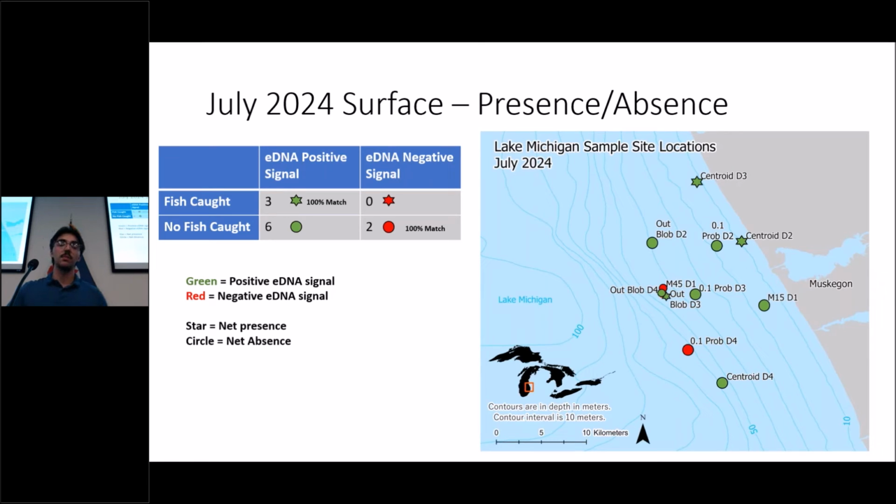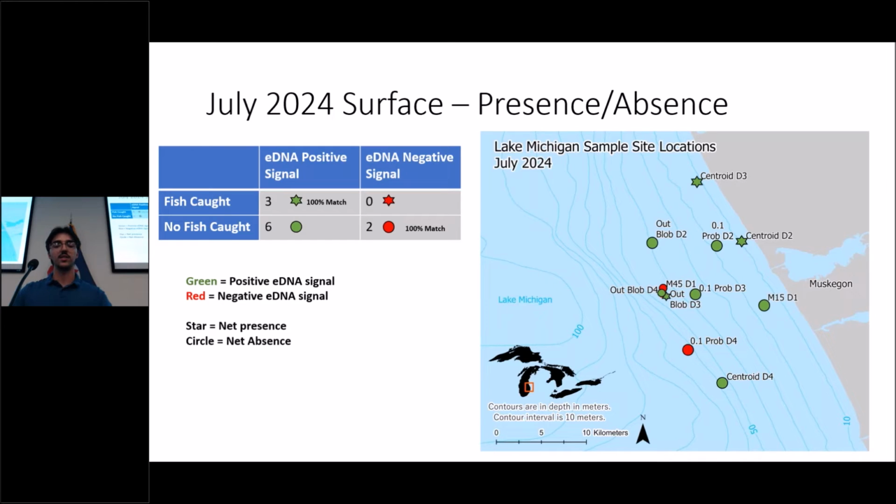For the second half of the summer, I had the opportunity to participate in year 2's research cruise in early July. We sampled M15 and M45 transects on day 1 and used the Lake Michigan Huron Operational Forecast System to inform our sampling for the next 4 days. Sites where there was a positive eDNA signal are green, while sites where there is no eDNA signal are red. Sites where larval alewife were caught are denoted by stars, and sites where no larval alewife were caught are represented by a circle.